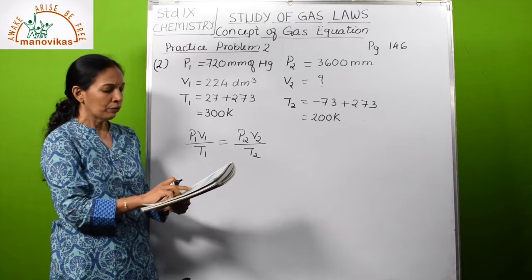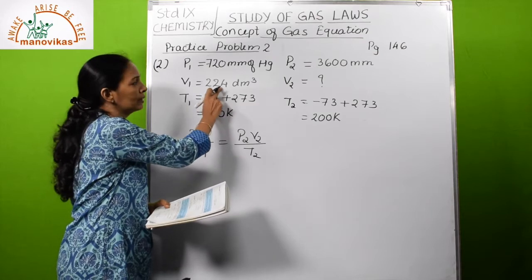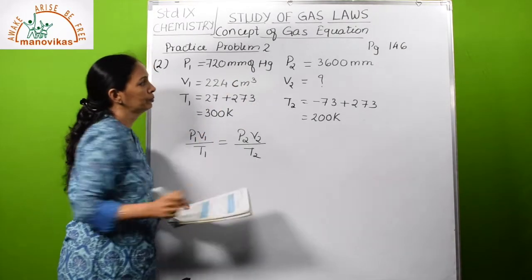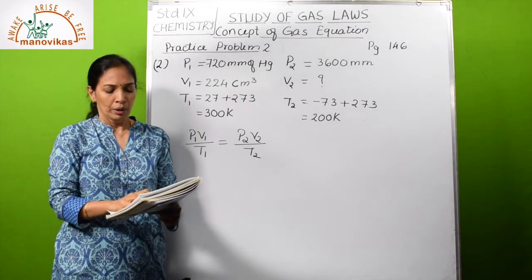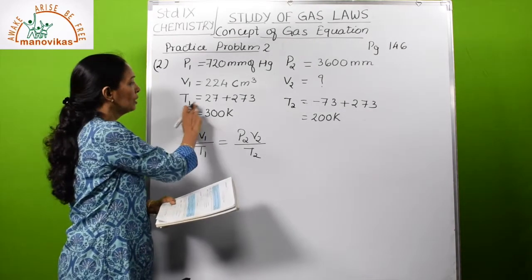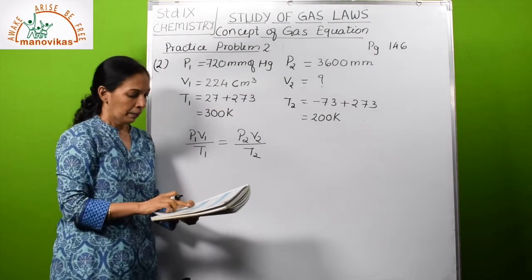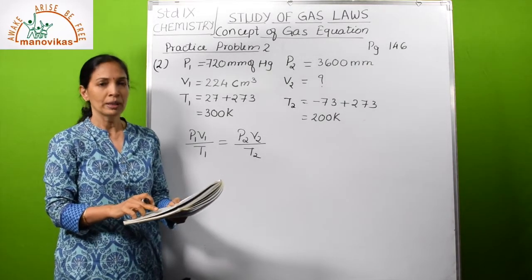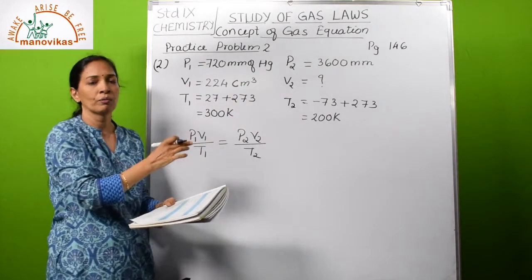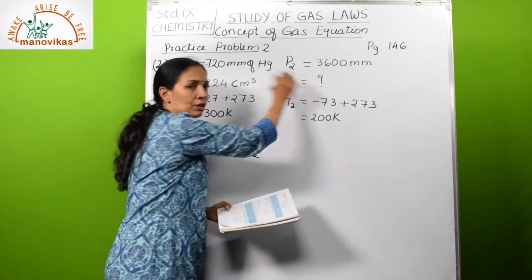Now 224 cubic centimeter of carbon dioxide, which is initial volume. So V1 is written 224 centimeter cube. Now at a temperature of 27 degrees Celsius, the temperature 27 plus 273, so it will become 300 Kelvin. And pressure 720 millimeter of mercury. These are given values of initial pressure, volume and temperature. Find volume. So volume is a question mark.